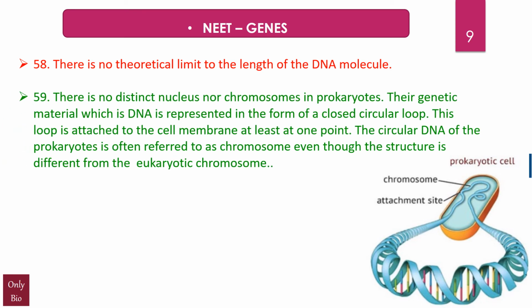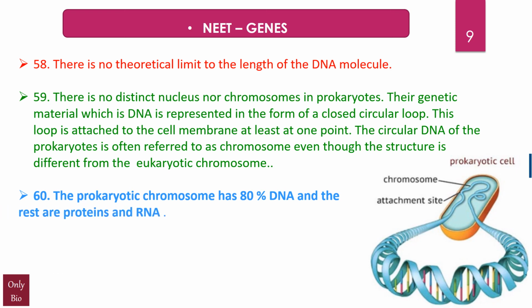Point number 59. There is no distinct nucleus nor chromosomes in prokaryotes. Their genetic material, which is DNA, is represented in the form of a closed circular loop. This loop is attached to the cell membrane at least at one point. The circular DNA of the prokaryotes is often referred to as a chromosome, even though the structure is different from the eukaryotic chromosome. Point number 60. The prokaryotic chromosome has 80% DNA and the rest are proteins and RNA.